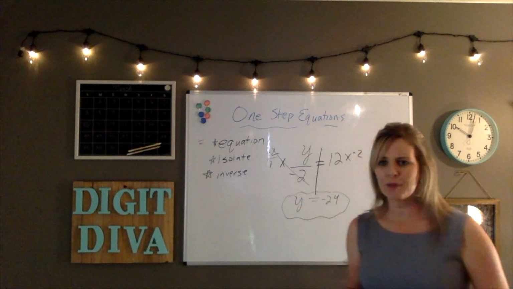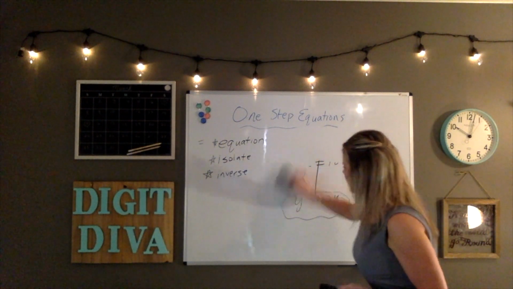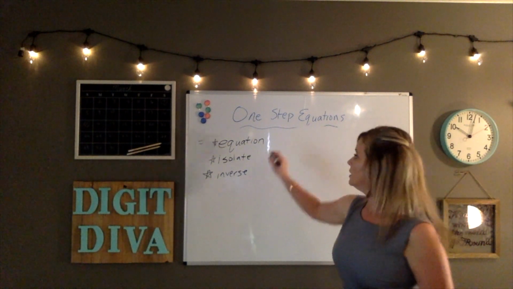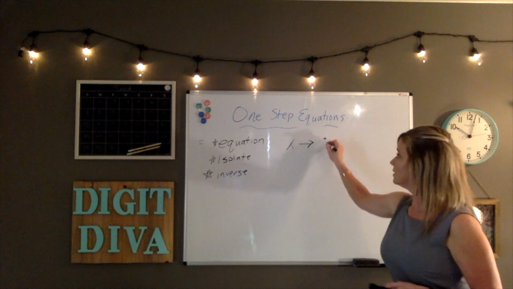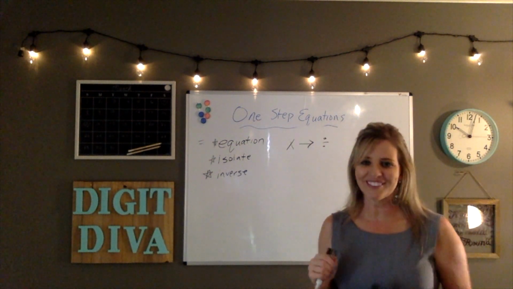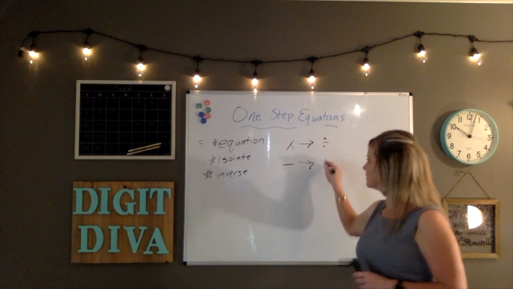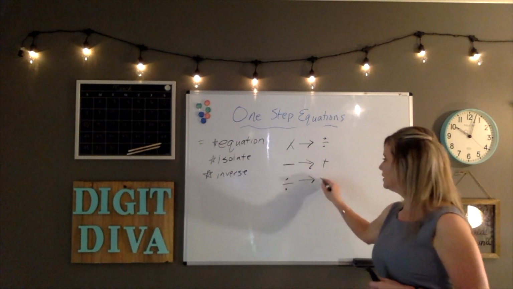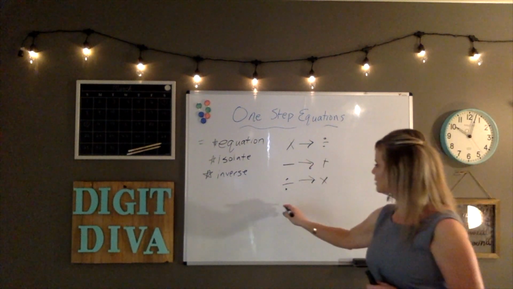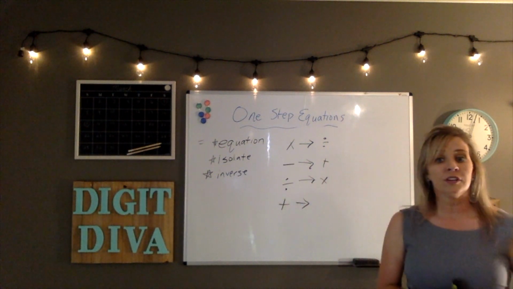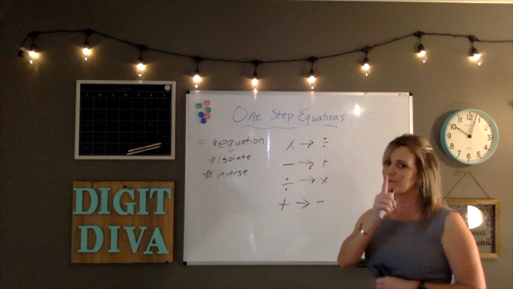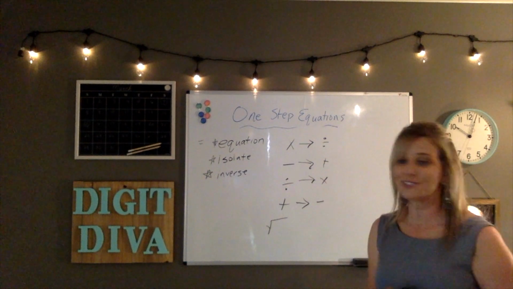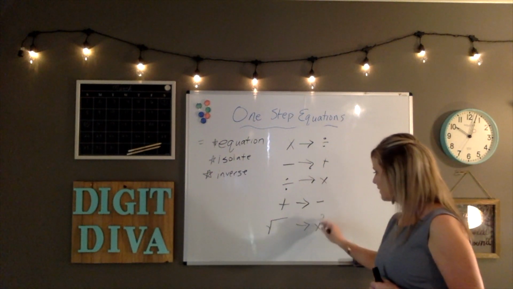So let's just recap. Let's reflect on what we've learned during this lesson. We've learned our inverse operations. The opposite of multiplication is division. I'm going to mix them up here. The opposite of subtraction is addition. The opposite of division is multiplication. And the last one, the opposite of adding is subtracting. Oh, and there was one more. The opposite of taking the square root of a number is raising it to the second power and squaring it.